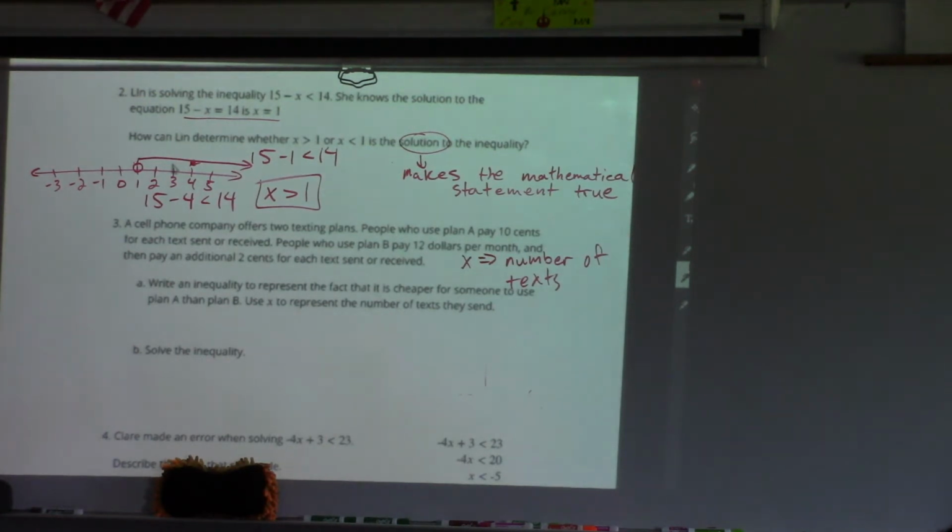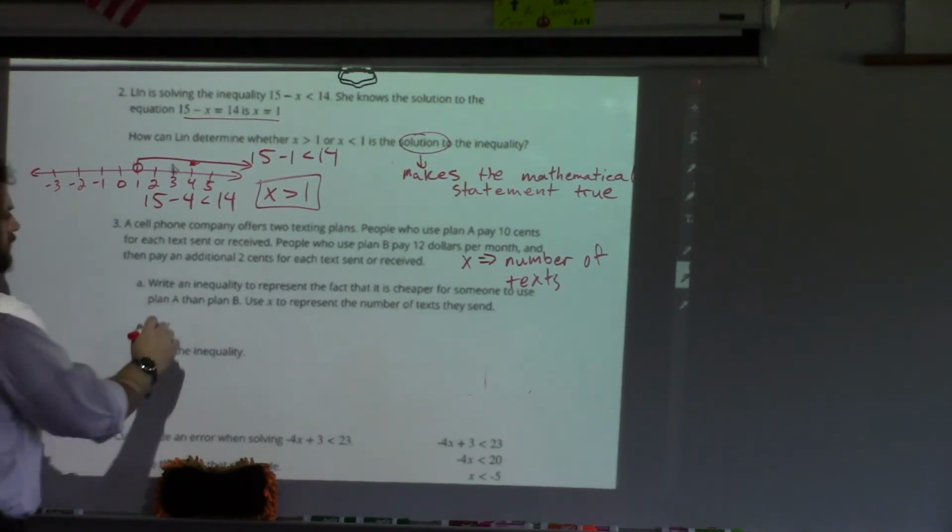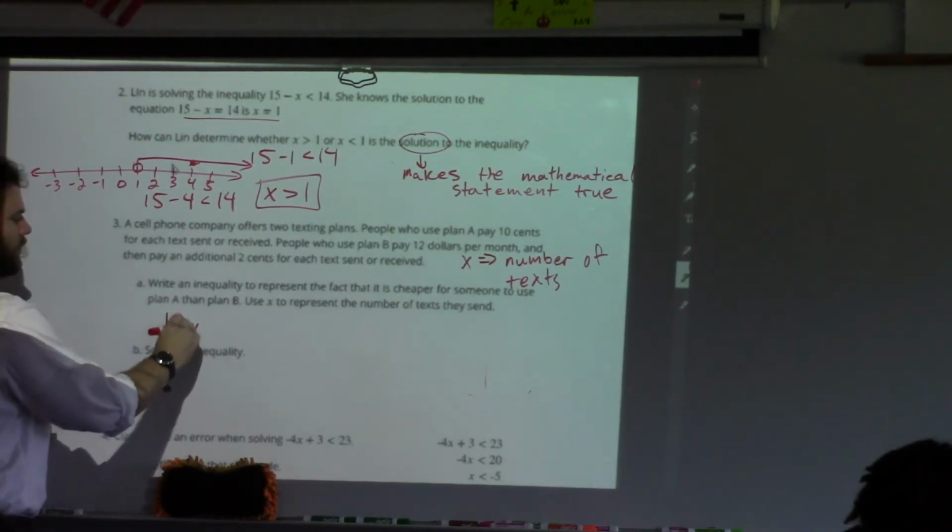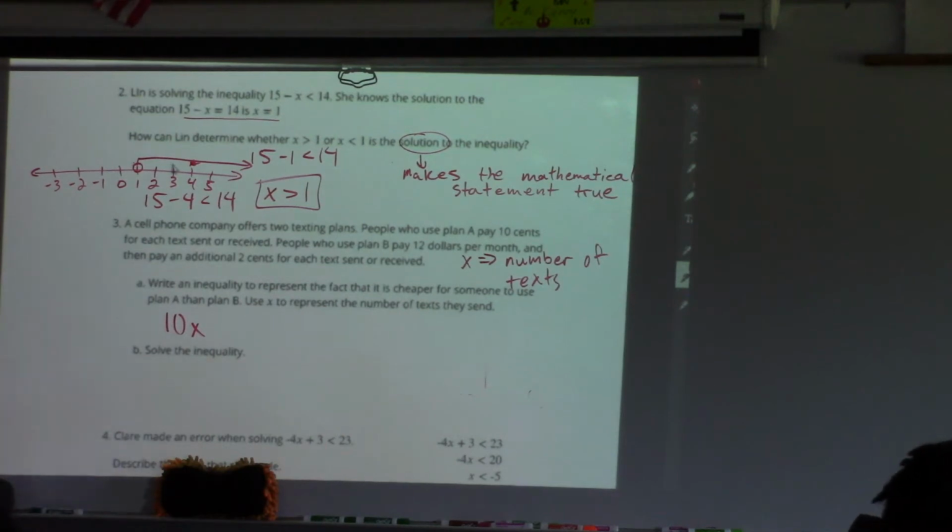You would do, for plan A, 10 cents for each text, so 10x. Okay, what do y'all think about that? Yes? You're repeatedly adding the 10 cents, right? There's one thing I would modify about this expression though.